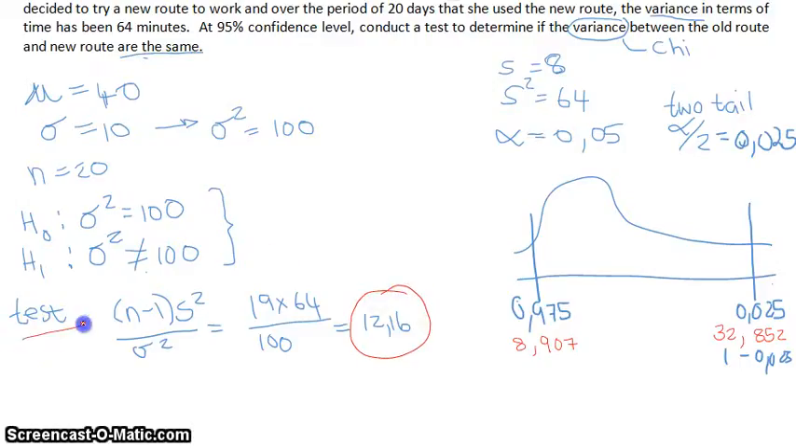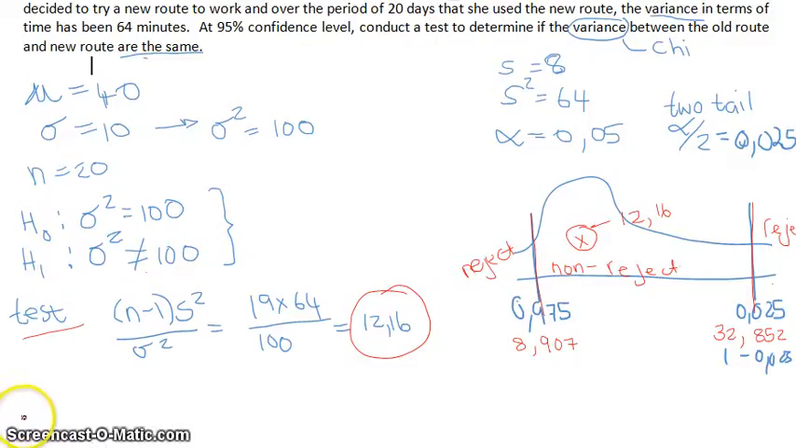I use my test stat and see where it fits in here. My test stat seems to fit in this area, in between my two critical values. And the area in between my two critical values is known as the non-rejection area. That is the test stat, which is 12.16. On either side of my critical values would be the rejection area, but I'm not going to reject. I'm going to accept my null hypothesis.